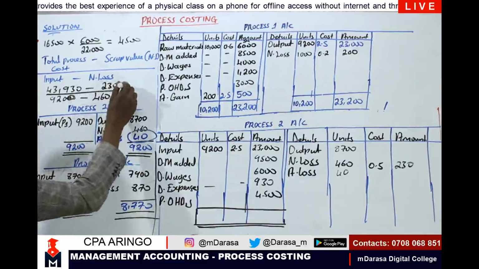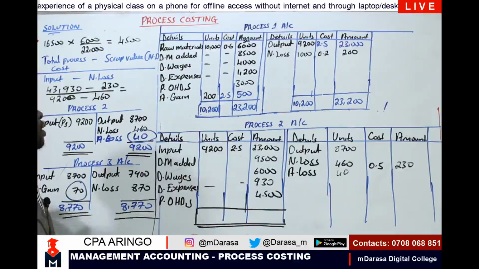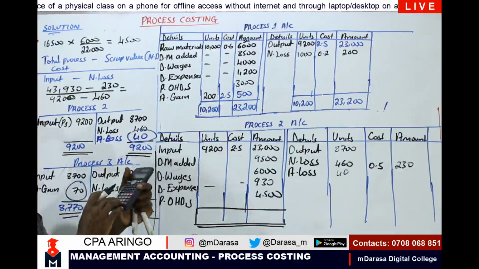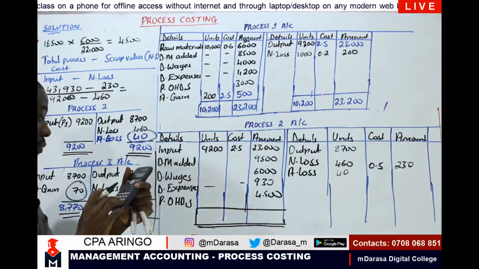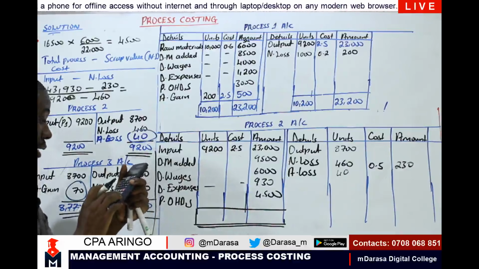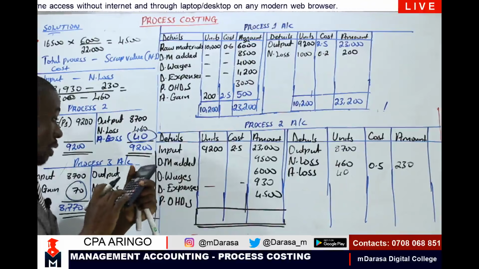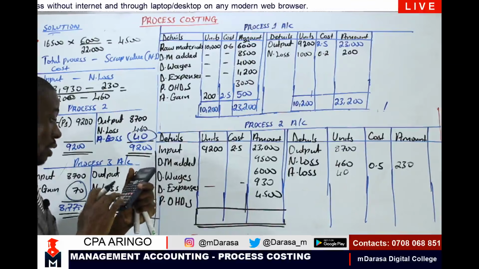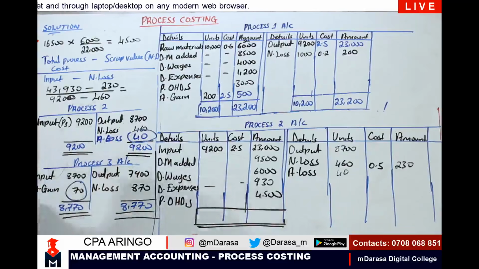That should give us our cost per unit of how much, my good students? That should give us 43,930 minus 230, divided by 9,200 minus 460. That should give us 5. So in this case I should be talking of 5. So I'll be having 5 here.